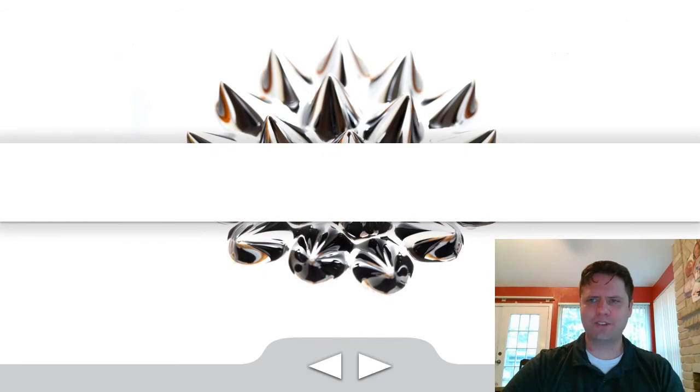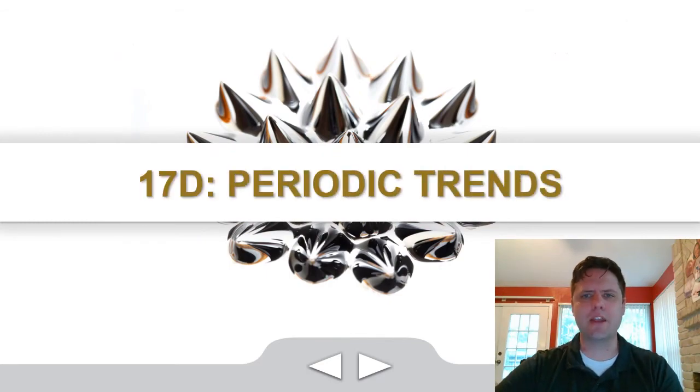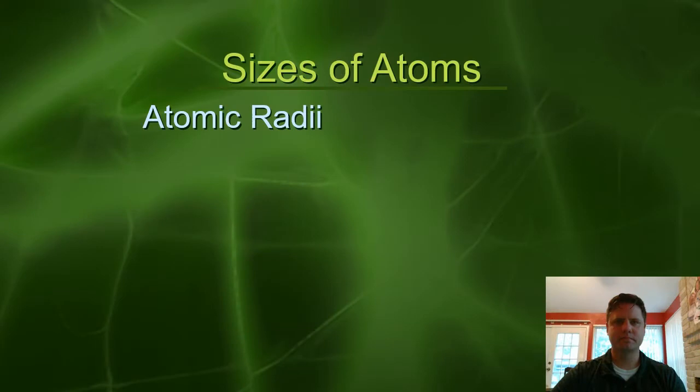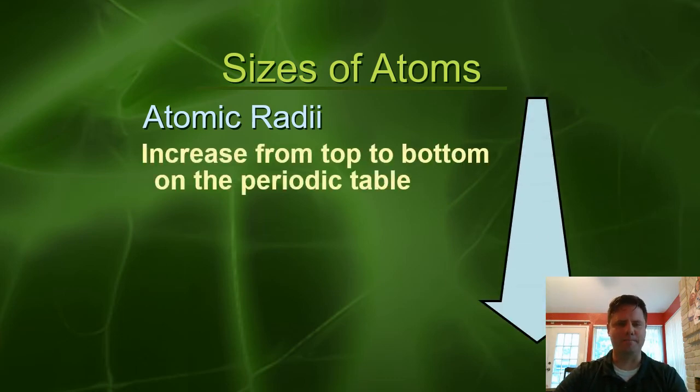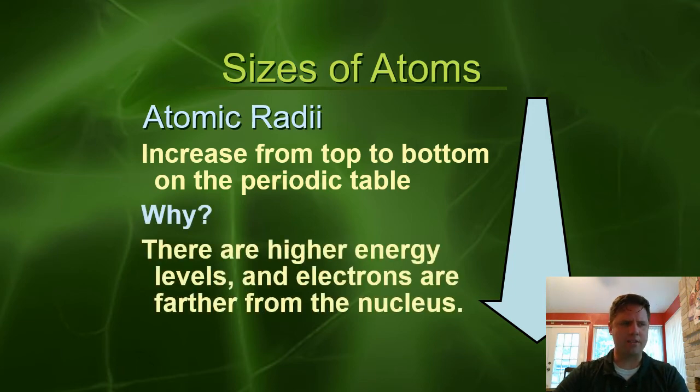Well, that brings us to section 17D, periodic trends. Now, when we're looking at the periodic table and we're considering the size of atoms as we move across and down the periodic table, we want to just kind of show some trends of the sizes of atoms. So the atomic radii increase from top to bottom. So the bigger the number of electrons and protons get, the bigger the atom. This makes sense, right? The higher the energy levels that each of these electrons get put into, the bigger the atom becomes.